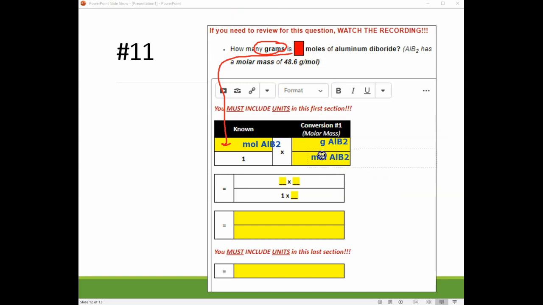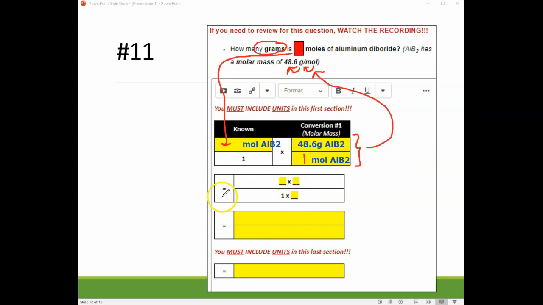Taking a look at how we get these numbers, they should come from something that's always true, which in this case is the molar mass of aluminum diboride. So whatever is next to grams should go on the top here. In this case, this would be 48.6. And whatever is next to moles should go on the bottom. In this case, that's a blank, and blanks mean 1.